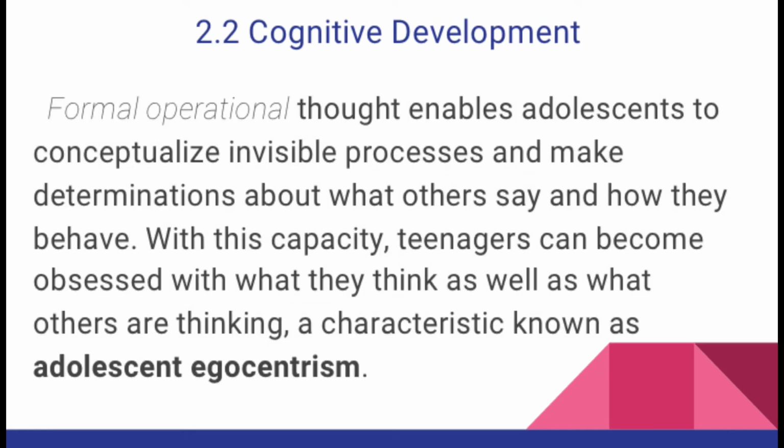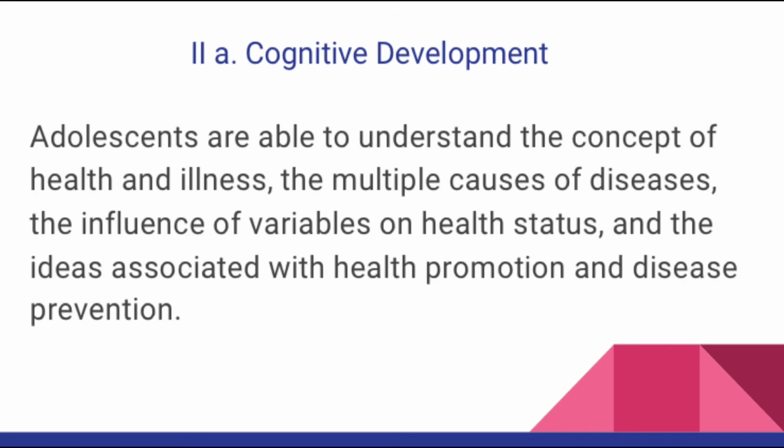Formal operational thought enables adolescents to conceptualize invisible processes and make determinations about what others say and how they behave. With this capacity, teenagers can become obsessed with what they think as well as what others are thinking, a characteristic known as adolescent egocentrism. Adolescents are able to understand the concept of health and illness, the multiple causes of diseases, the influence of variables on health status, and the ideas associated with health promotion and disease prevention.